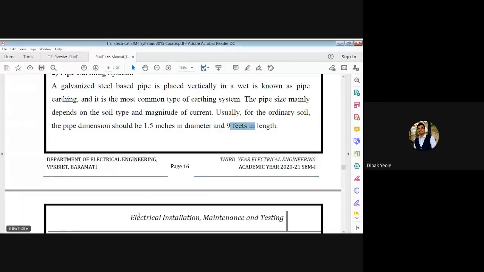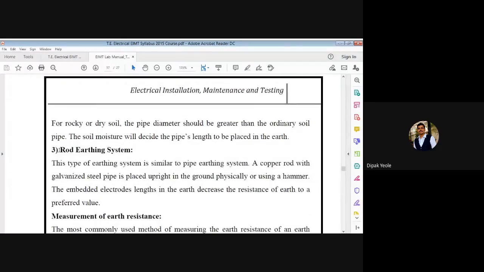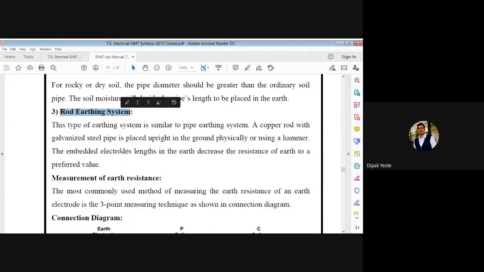This is available. Now we are interested in the rod earthing system also. Yes, so this type of earthing system is similar to pipe earthing system. Obviously rod म्हटल्यावर तुमचा पाईप सारखाच असेल तो. Yes, but we can use a copper rod here with galvanized steel pipe placed upright in the ground physically or by using the hammer. आपण त्याला हातोड्याने ठोकून पण त्याला आपण जमिनीमध्ये टाकू शकतो. सो द एम्बेडेड इलेक्ट्रोड्स लेन्स इन द अर्थ डिक्रीज द रेजिस्टन्स ऑफ अर्थ टू अ प्रेफर्ड व्हॅल्यू.